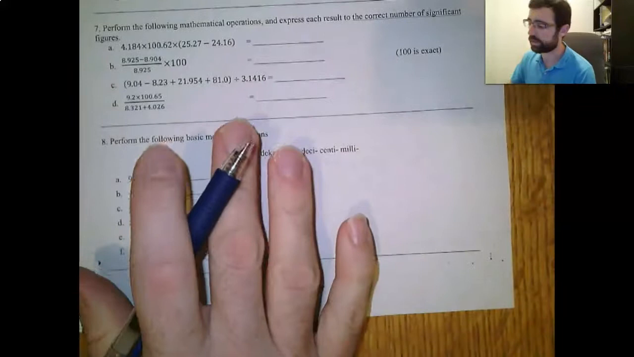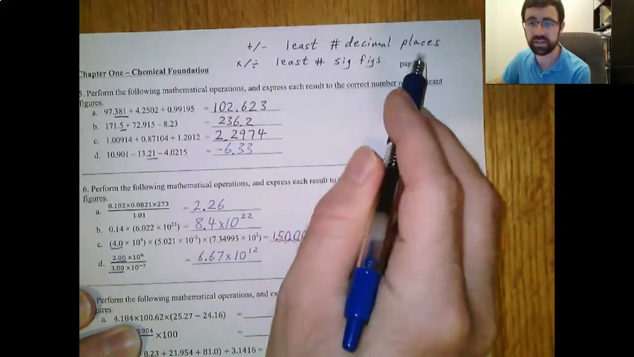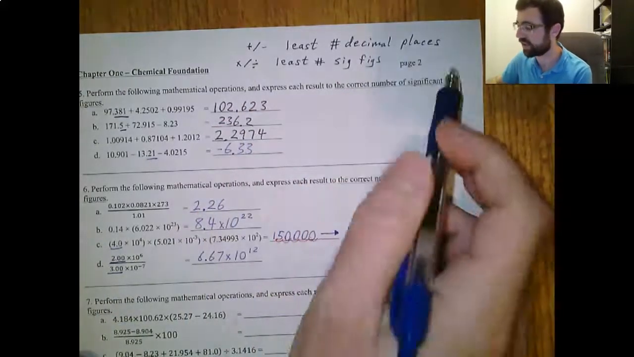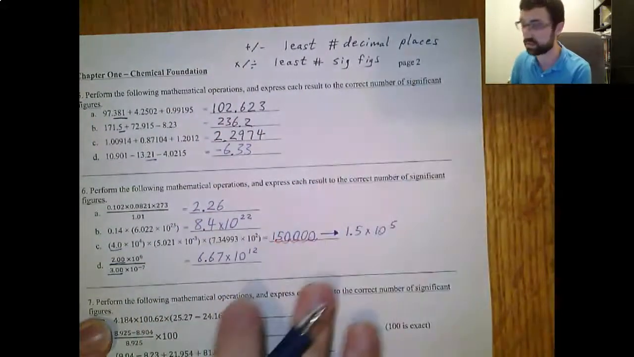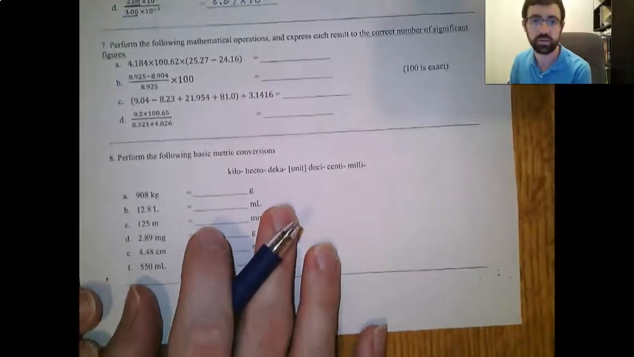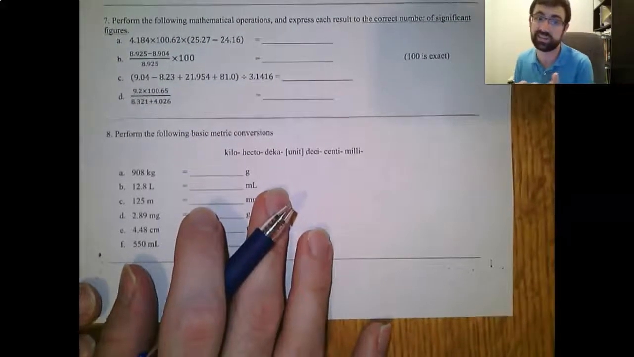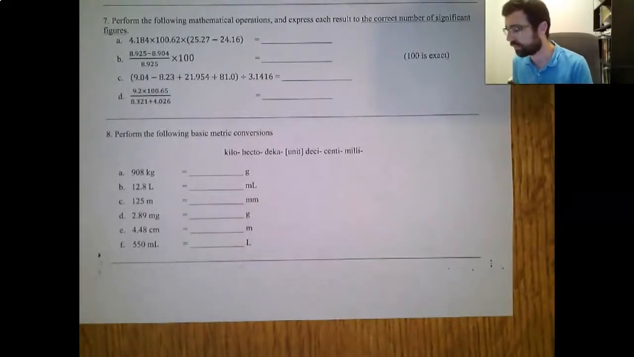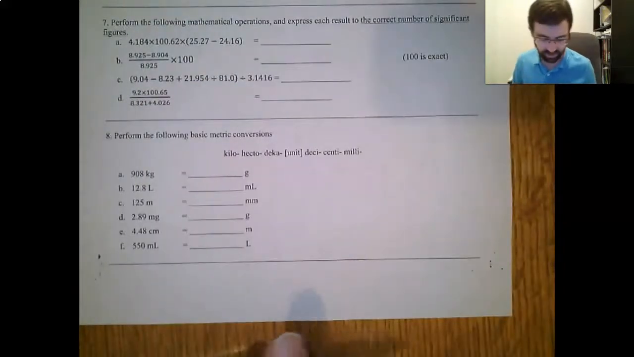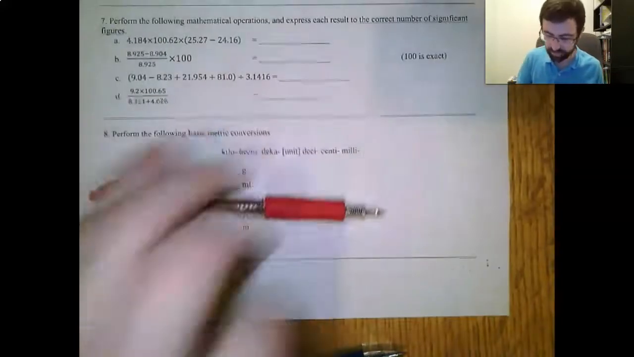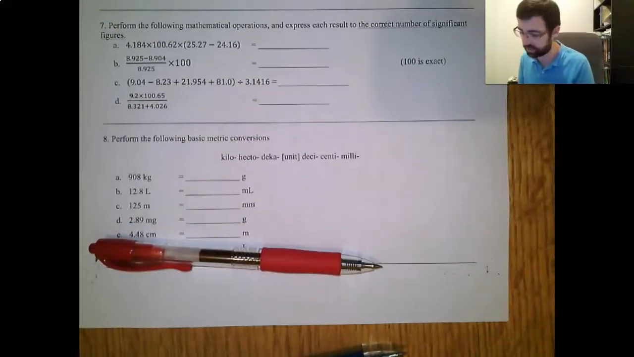Remember addition, subtraction, you're going to keep the least number of decimal places in your answer. With multiplication and division, you want to keep the least number of significant figures, not just decimal places. So let's look at this. First thing we need to do, because I see parentheses, and sometimes they're understood parentheses, we'll get to that in a little bit. But when I see parentheses, we are going to do that first. So I'm going to get a red pen, and we're going to do that before we even get started.